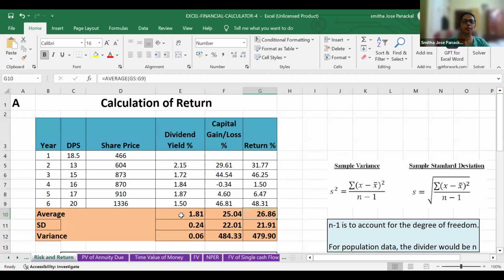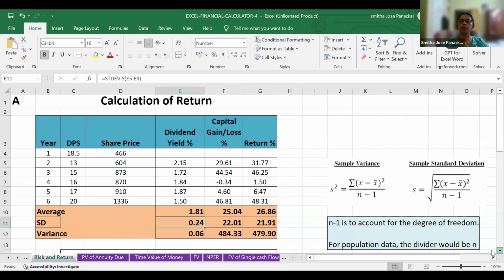Okay. Then we have discussed the average return also. Average we can calculate for dividend yield, capital gain or loss, or even for the total return. Then, how will you measure the risk aspect? Risk, usually we refer to the unsystematic risk using standard deviation and variance. For calculating standard deviation, you can use the Excel function. There are two options: standard deviation for sample as well as population. We usually take sample variance.